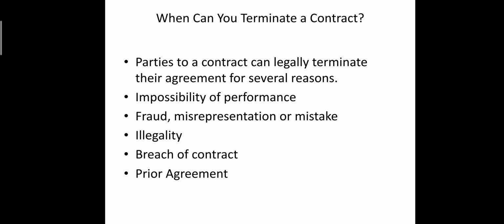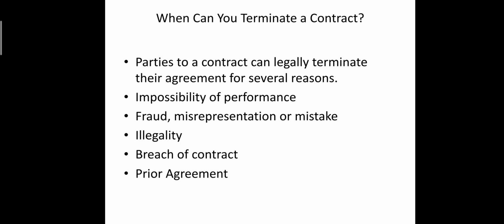Fraud, misrepresentation, or mistake. If the contract was formed under circumstances that constitute fraud, misrepresentation, or mistake, the contract can be terminated. In this situation, there could not have been a meeting of the minds on the terms of the contract because the true facts were not known to the parties. Illegality. In some cases, the object of the contract may be illegal because a law was passed after the contract was formed. This supervening illegality means the contract cannot be legally performed and can be terminated.